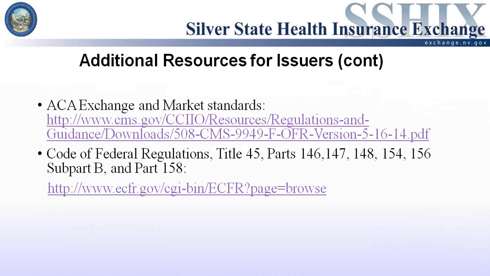Here is some other information. This is just the ACA exchange and market standards, and then the Code of Federal Regulations. These are all the code sections, basically, and it's probably boring to most people. Well, maybe not. A lot of people on here are compliant, so it's relevant. So this is a link that just gives you quick access to them. I think that's it.